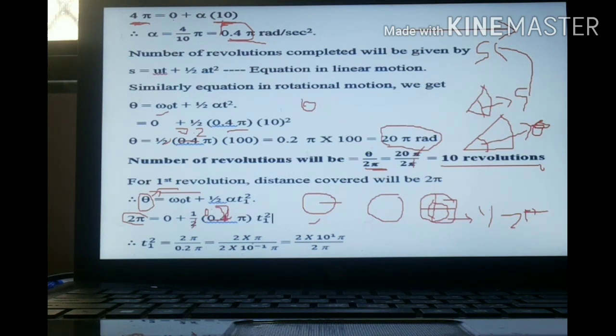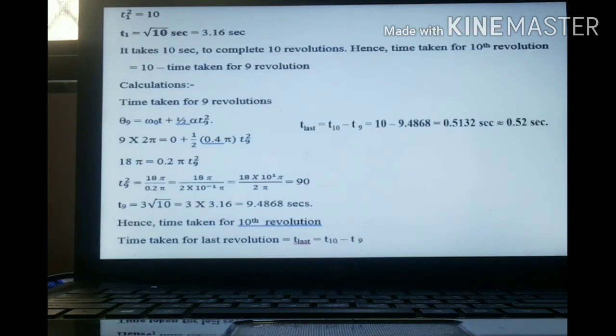The 2 and 2 are getting cancelled. 10 raised to minus 1 is going up, it is going in the numerator, so it is becoming plus 1. This 2 and this 2, as well as this pi and this pi, are getting cancelled. So what we are getting, T1 square is equal to 10.